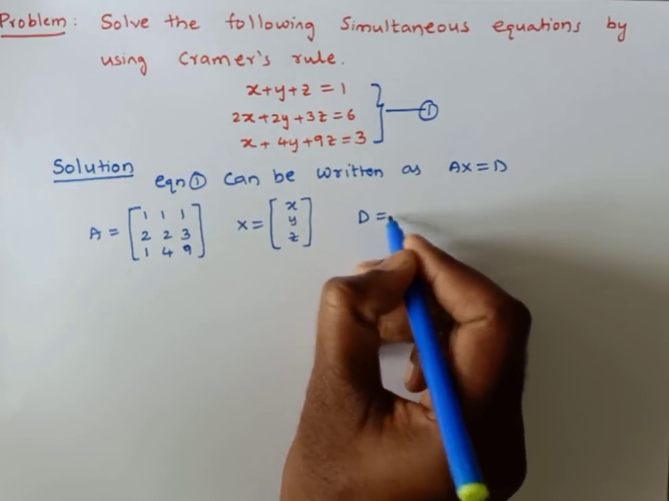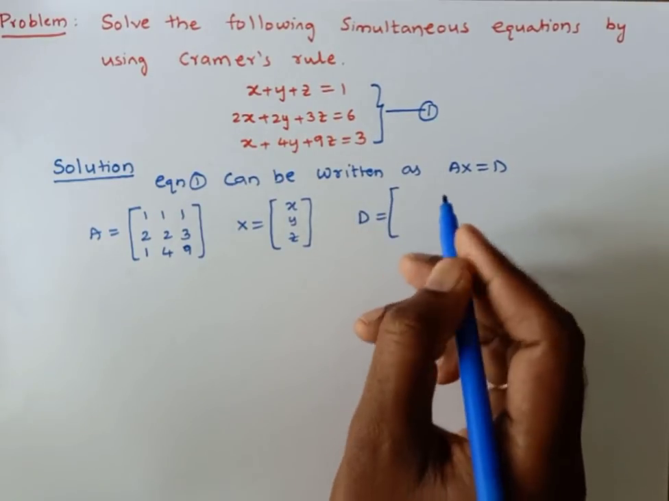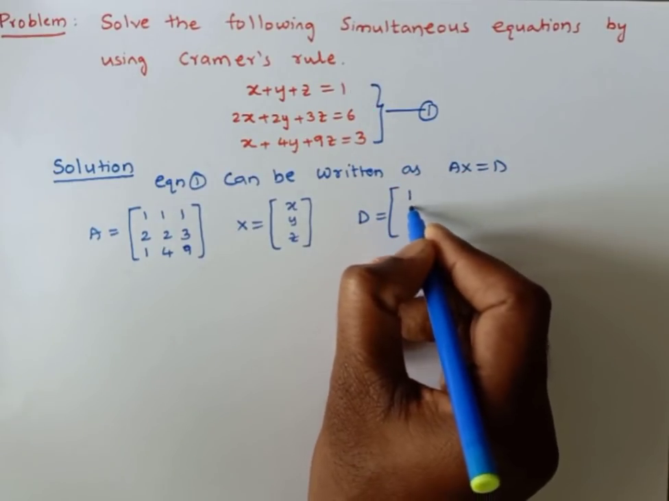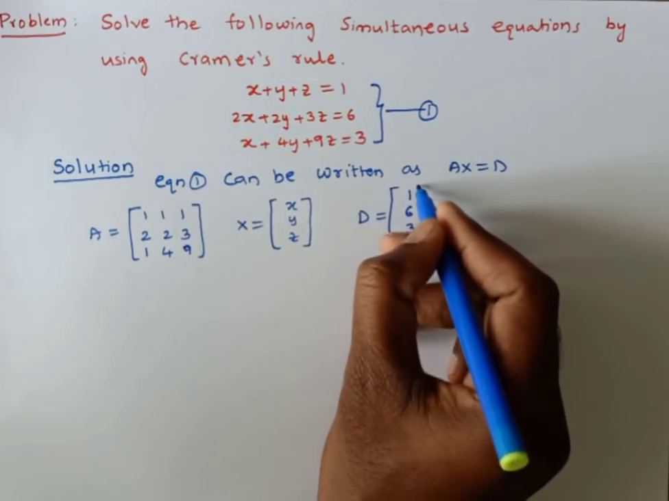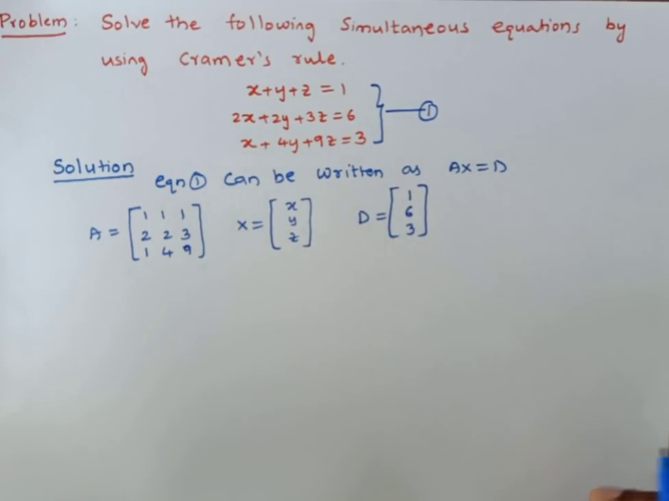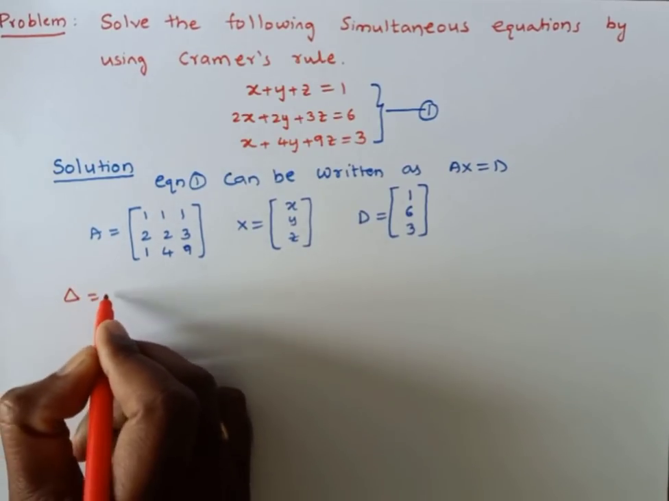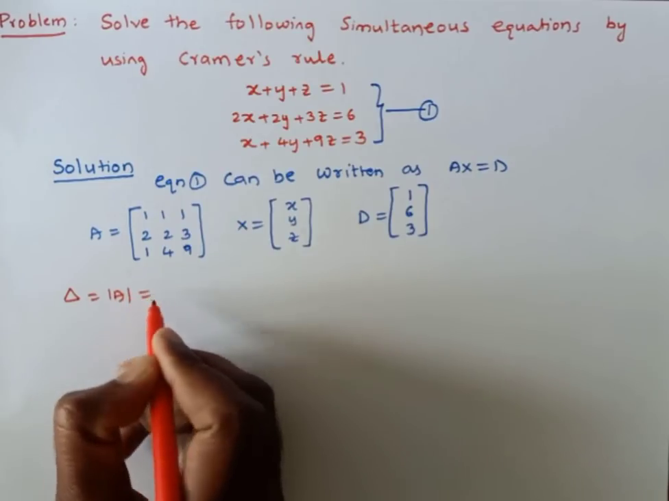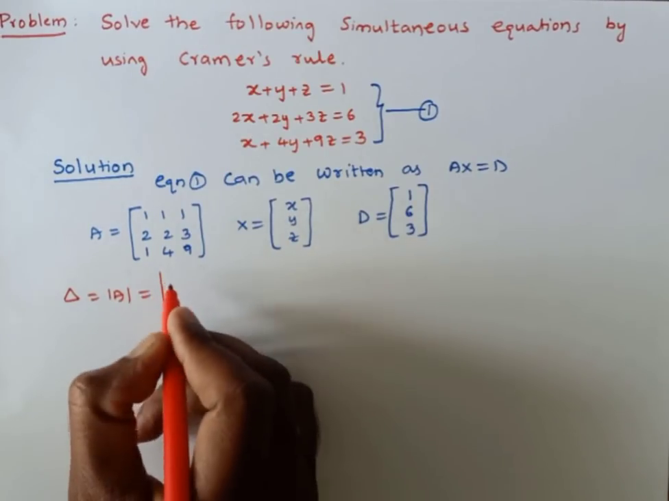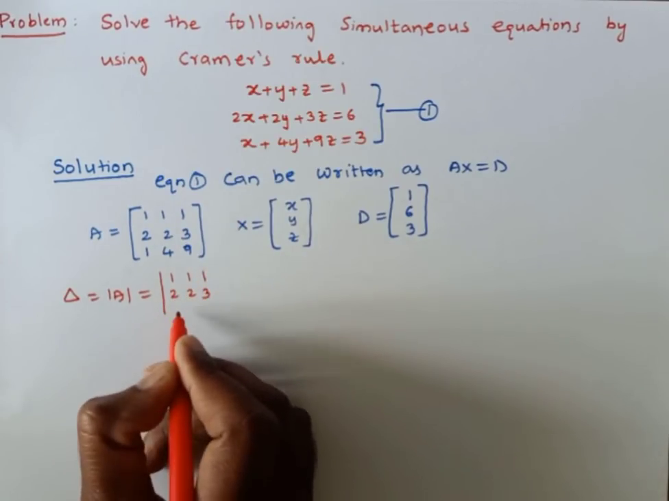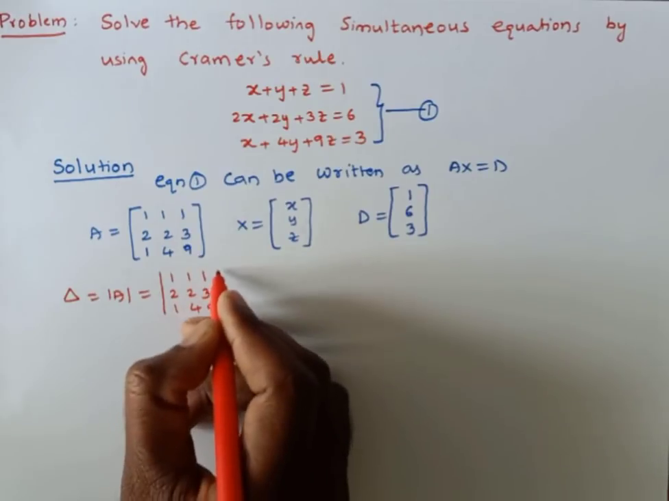And finally D is called the constant matrix. What are the constants present in the given system? They are 1, 6 and 3. Now try to memorize our Cramer's rule. First we need to find the value of delta. Delta means determinant of A, which equals, writing the given matrix in determinant form, 1 1 1, 2 2 3, 1 4 9.